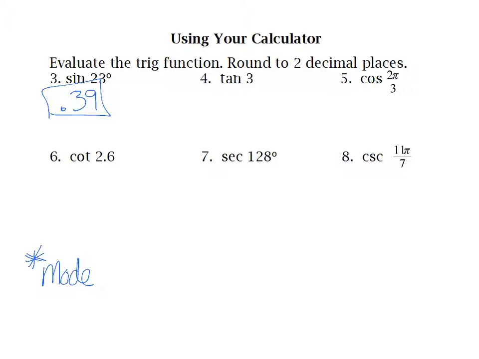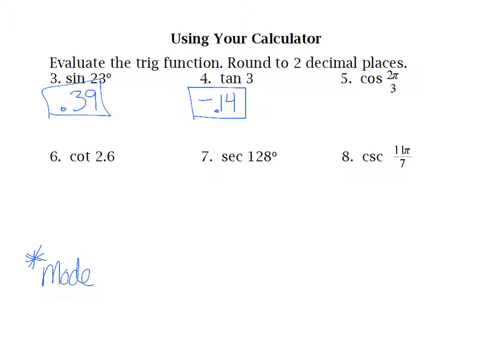Now on number 4, you'll notice that my tangent does not have a degree symbol. I will assume then that this is in radians. I'm going to go to my mode, switch it back to radians, and then I can do tangent of 3. Notice this answer is a negative 0.14. You will find, and we'll learn more about why this happens later on, that sometimes your answer is going to end up negative.